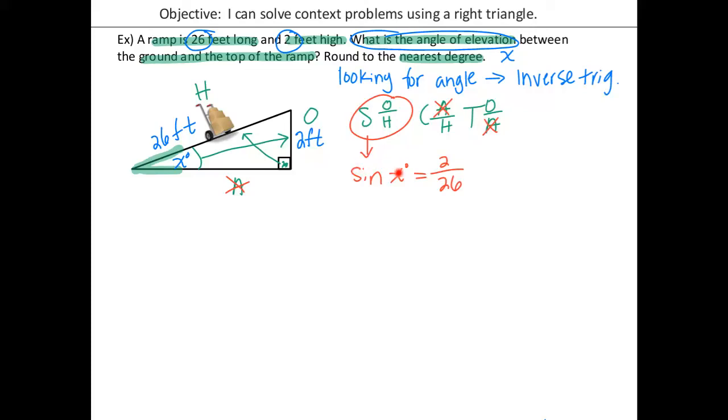Notice again, I have the x. It's attached to the sine. I can't just say, oh, divide both sides by sine. You can't do that because sine is attached to the x. Instead, we have to do inverse trig to get rid of the sine. Okay? So take the sine inverse of both sides. Sine inverse of both sides. That way the inverse cancels out the sine. And we're left with the measure of angle x is going to equal the sine inverse of 2 over 26.